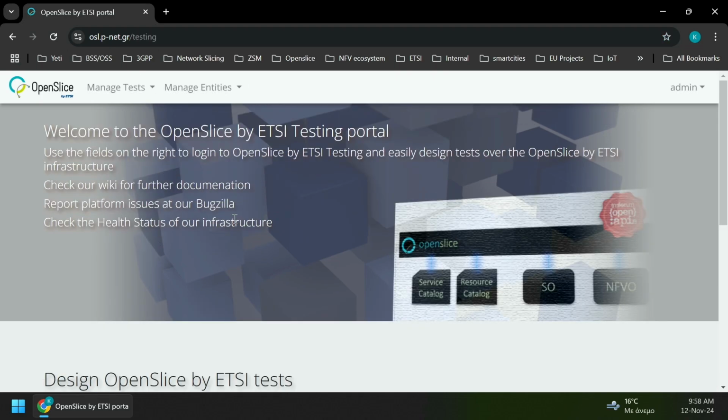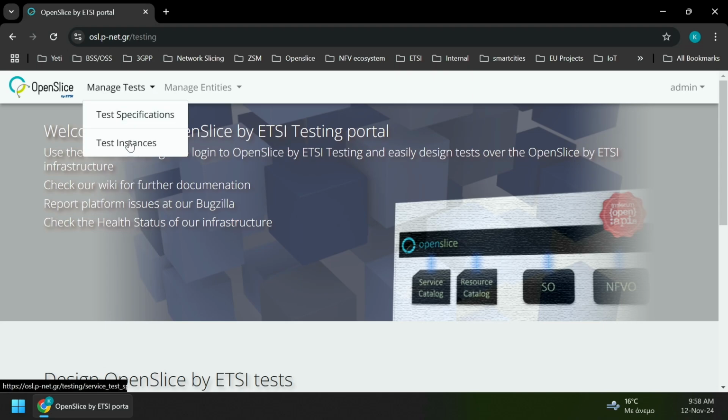There is also the testing portal, where someone can manage tests or inject the tests logic in services, also mapped under the TMF service test specification. So you can have test specifications and running instances of test specifications.